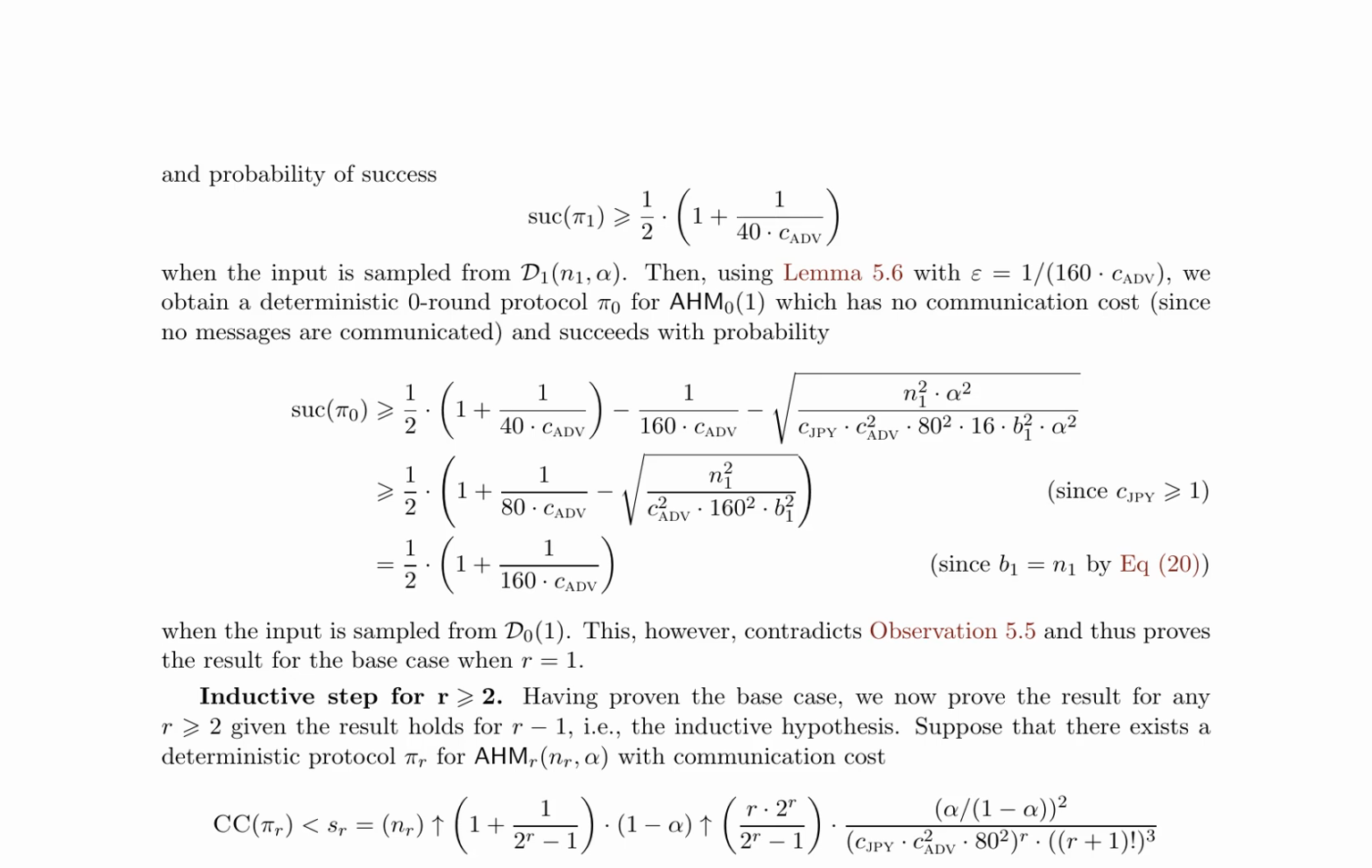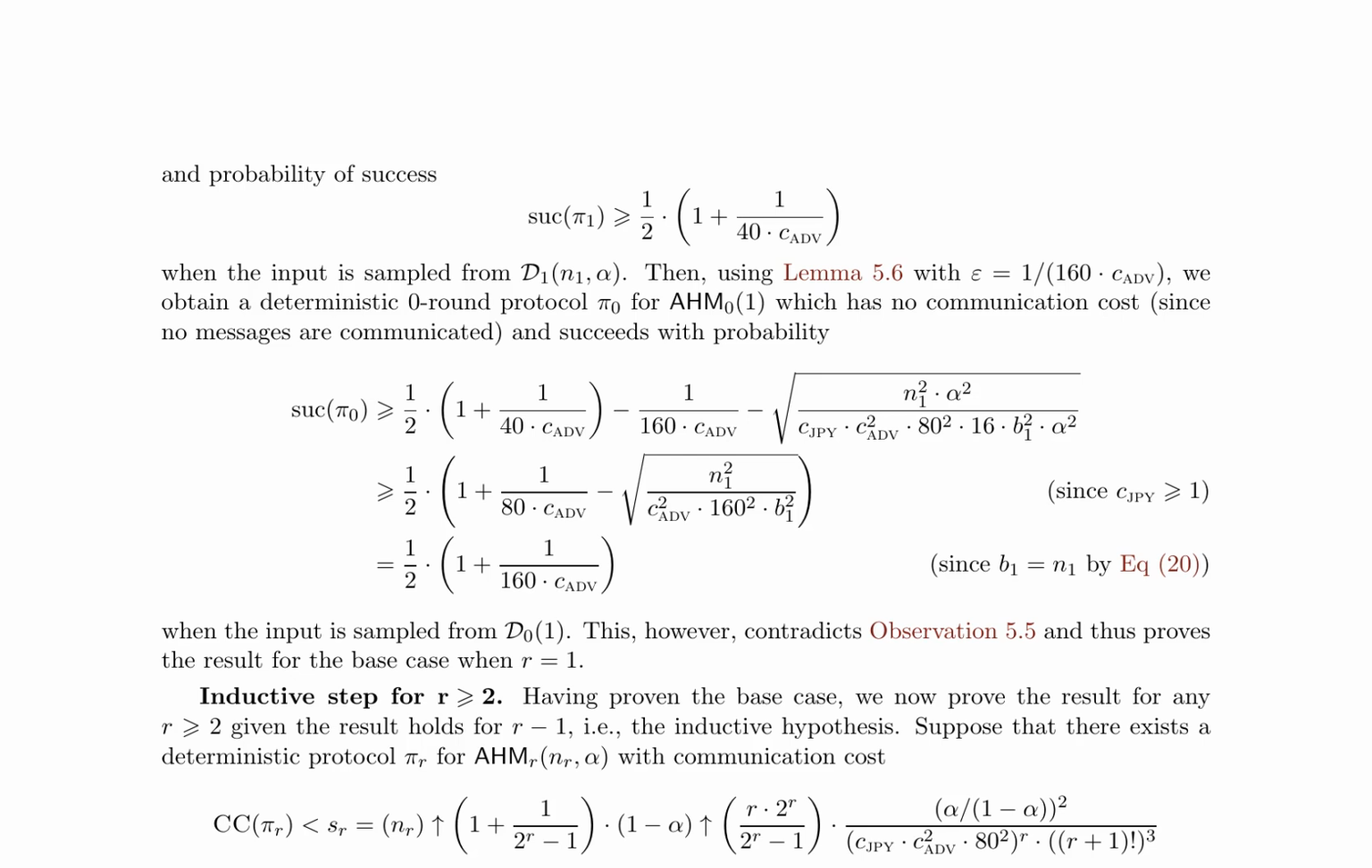The authors present a proof by induction for a lower bound on the communication cost of deterministic protocols for the approximate heavy majority, AHM, problem. The proof consists of a base case for R equals 1 and an inductive step for R greater than or equal to 2. In the base case, the authors assume the existence of a deterministic protocol pi_1 for AHM_1, N_1, alpha, with communication cost CC(pi_1) less than S_1 and probability of success suc(pi_1) greater than or equal to 1/2(1 + 1/40 C_ADV).